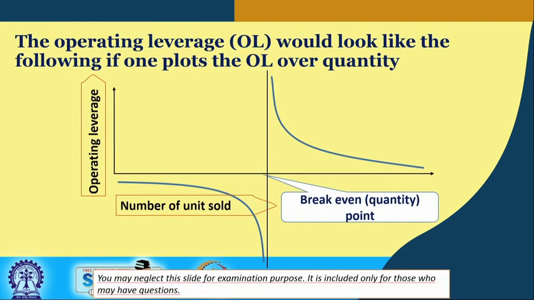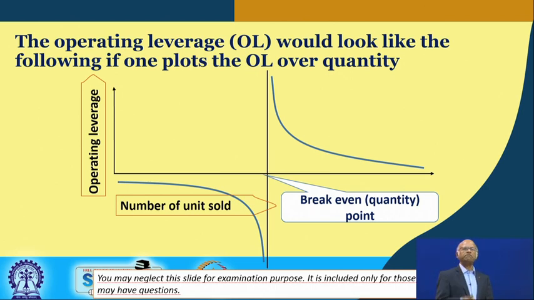It's purely academic, you do not have to break your head to understand. Operating leverage at the break-even point is infinite, because if you remember the formula, it is contribution divided by operating income. At break-even, your operating income will be 0, because your contribution minus fixed cost will be 0, because profit is 0, operating profit is 0.